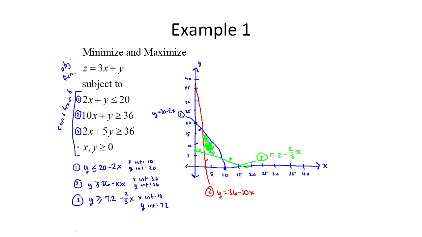One technique you could do is shade each of these with a lighter or darker pencil. So shade below line 1, shade above line 2 and above line 3, and see where they all overlap. That can be much easier to see sometimes. But there's our feasible region.